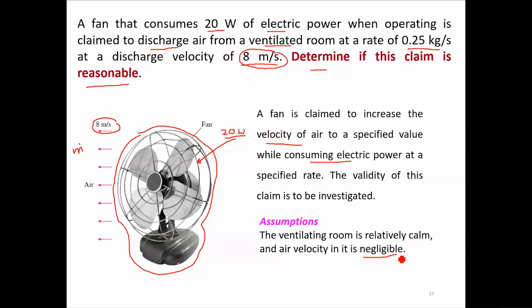The second thing, it's a steady state process. That means the power applied to the system is essentially consumed in accelerating the air to a velocity of 8 meters per second. What does that indicate about the change in energy of the system? The change in energy of the system with respect to time would essentially be 0. All that is coming in is going out in terms of air being accelerated.